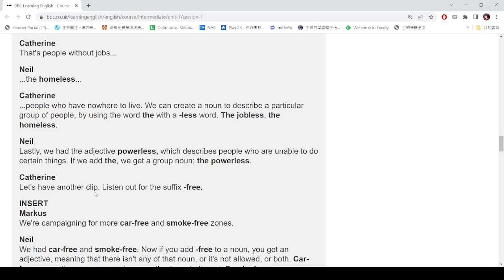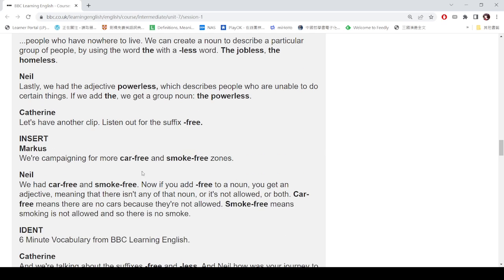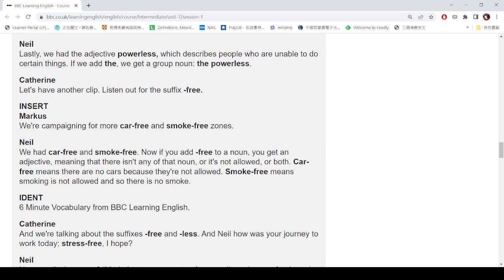Let's have another grip. Listen out for the suffix free. We are campaigning for more car-free and smoke-free songs.